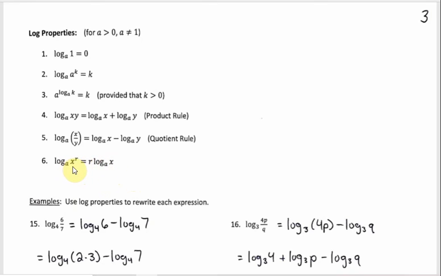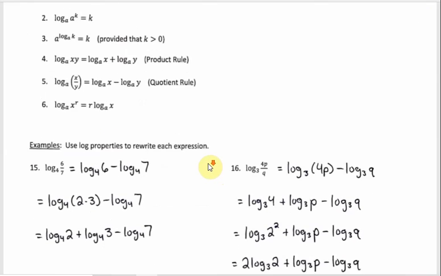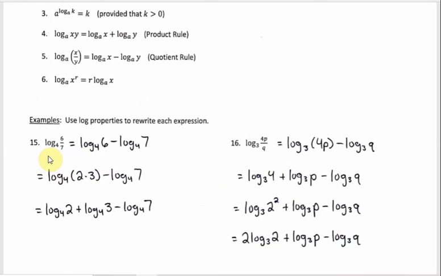If you have the log of some exponential expression, you can just pull the power out front like it is right there. And we're going to see some of that in these examples. So this first one is log base 4 of 6/7.